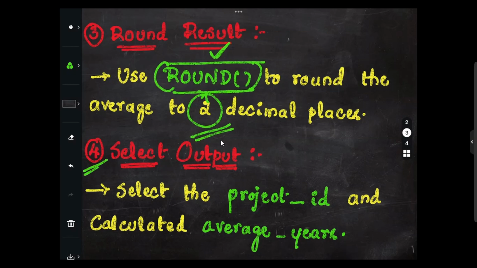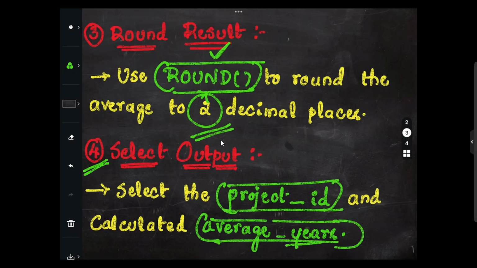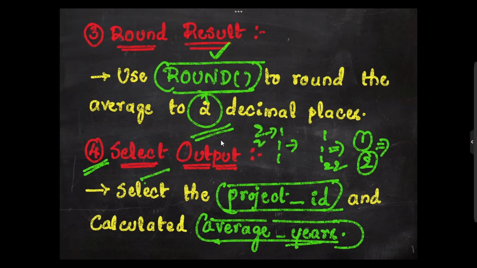Let's move on with the fourth step here, selecting the output. So we have to select the project ID and calculate the average years. We had 1, 1, 1, 2, 2, if you remember. So we have to consider 1 and 2, and take the average of the first one, 111, and we have to take the average of the 2 as well, right? So this is what we'll be doing here.